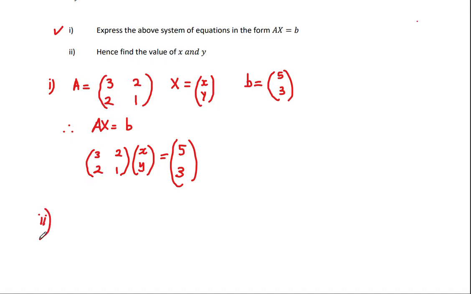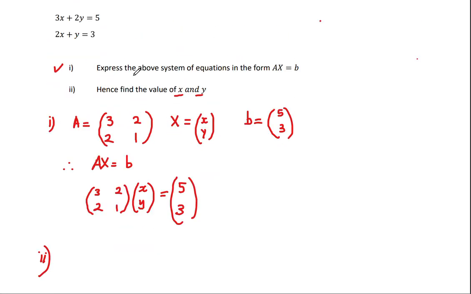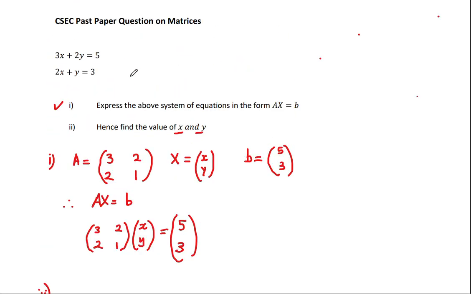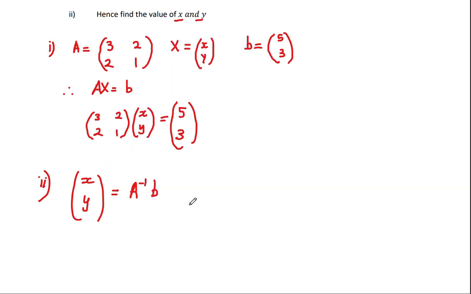Now for part 2, we're asked to hence find x and y, which are the unknowns in this system of equations. We could have used other methods like simultaneous equations to solve this, but in this particular past paper question, we are using matrices. So to find x and y here, I will say that (x, y) is going to be equal to A inverse B.